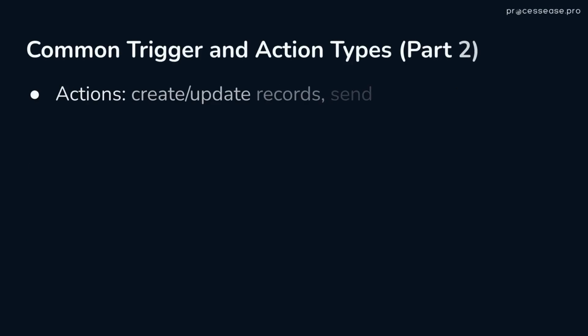Now let's look at action types. Actions perform tasks like creating or updating records, sending messages such as emails or chat notifications, and calling external APIs. Ensure you configure each action's inputs to use the trigger's output correctly.